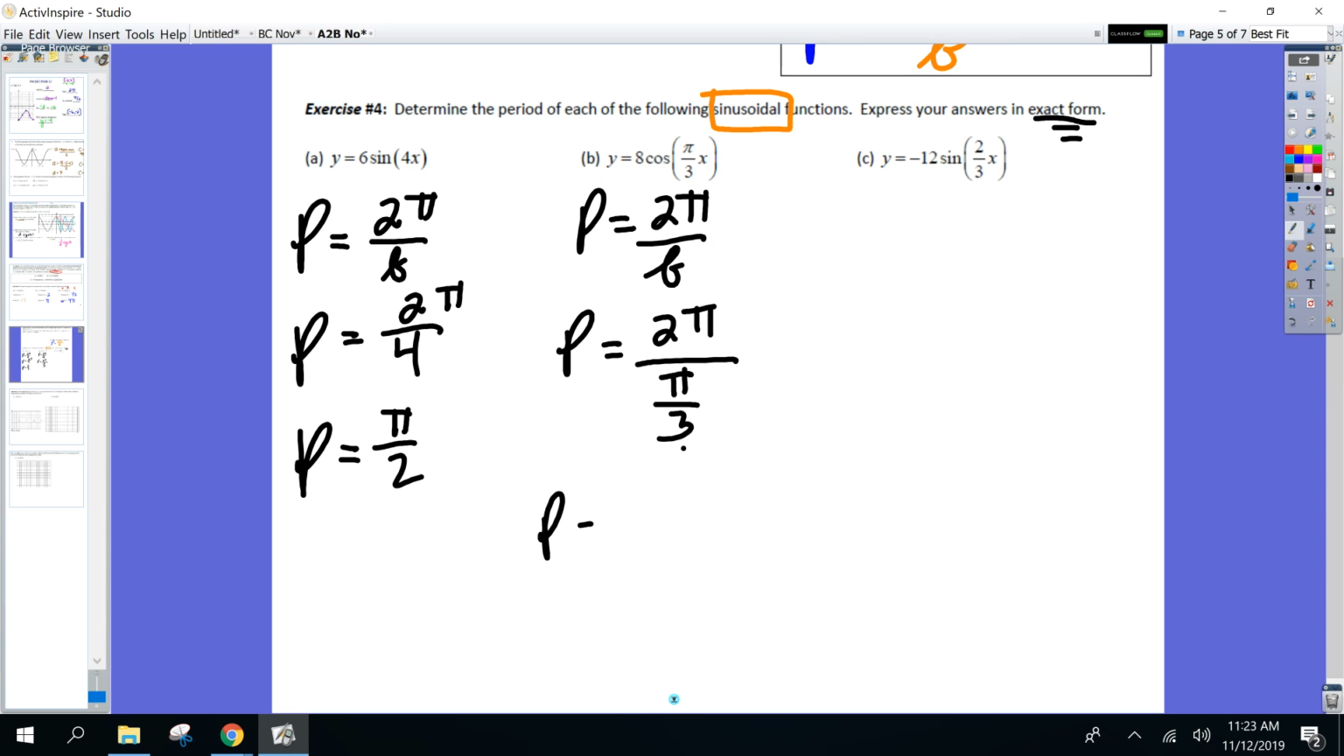We've done a ton of these. What do we got? 2 pi. 2 pi. Division 2. Multiplication. What am I doing with the pi over 3? Flip it. Oh, what's going to cancel? Pi's. So the period here is 6 units. Yep. Doesn't have to have a pi with it all the time.